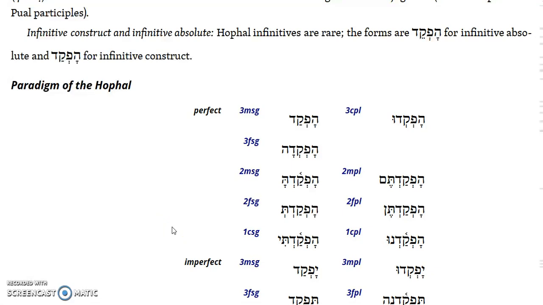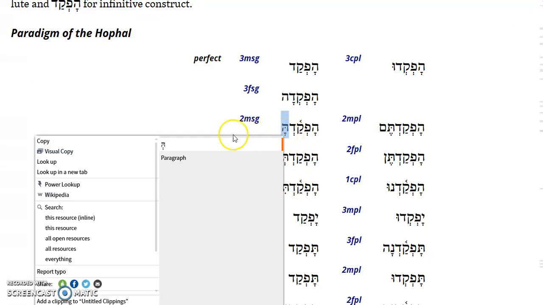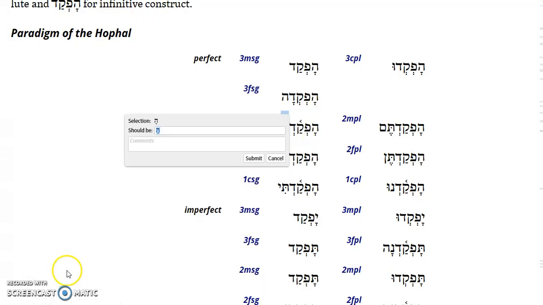And again, I notice another typo here. That should be a tav at the end rather than a hey with a mapik in it. So let me report a typo here. This form shows up as that form, but it should be this form instead.